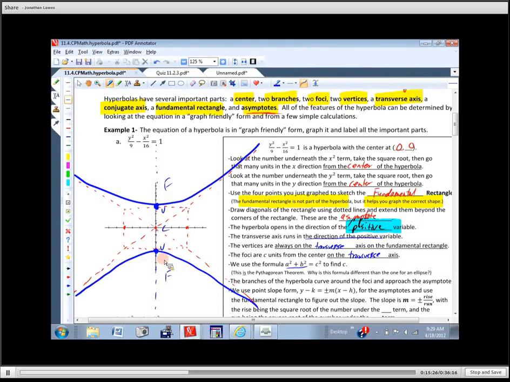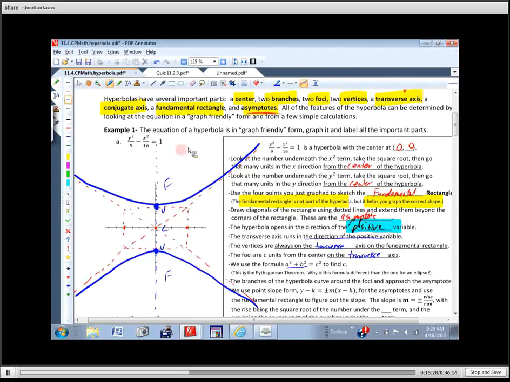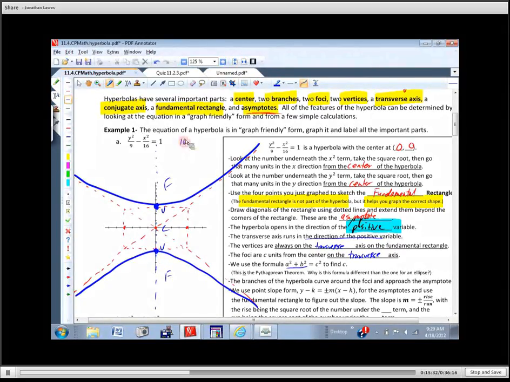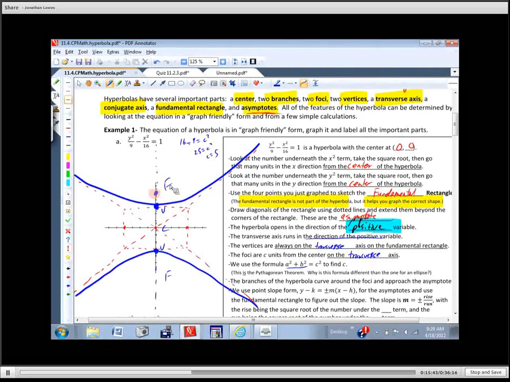Everybody good there? Okay, so on this problem, what's c? 16 plus 9 is equal to c squared. So that's 25 equals c squared, so c equals 5. That means I'd go up 5: 1, 2, 3, 4, 5. Right here, there's a focus. And 1, 2, 3, 4, 5. Right there, there's the other focus. Okay?